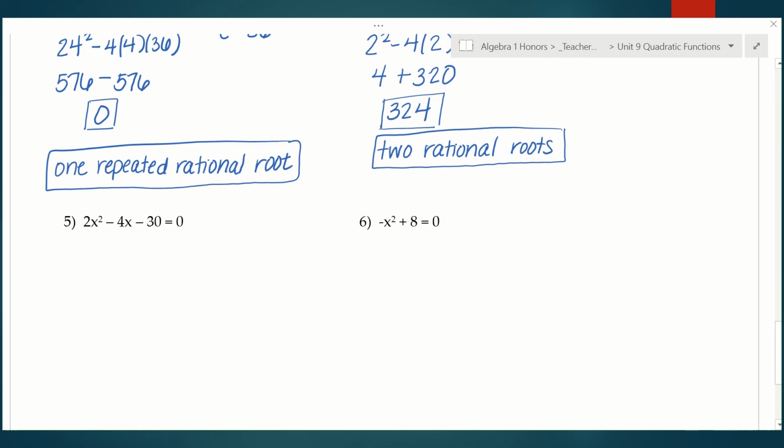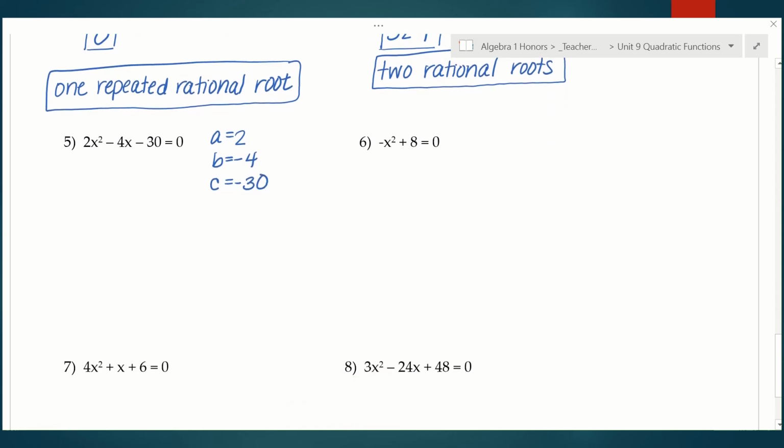Okay, number 5. A, B, and C. Okay, so B squared minus 4 times A times C. All right, so that's going to give us positive 16 plus 8 times 30 is 240. And when I add those together, I get 256.